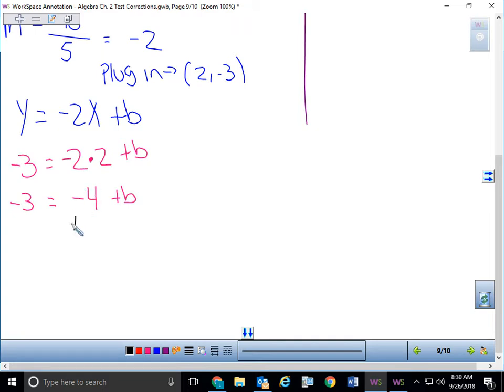Getting b by itself means I'm moving negative 4. To do that, I'm undoing that little minus sign here with an addition sign, adding 4 to both sides. This tells me that negative 3 plus 4 is 1, or b equals 1.